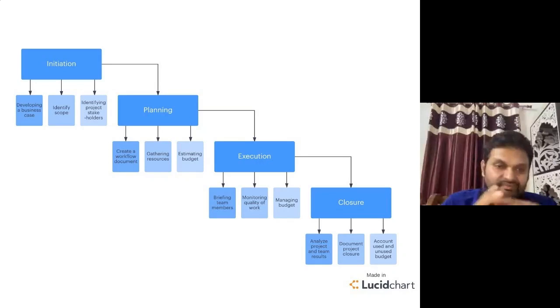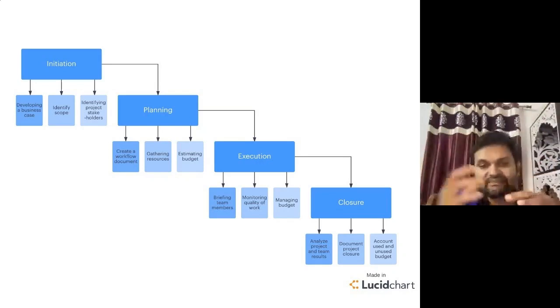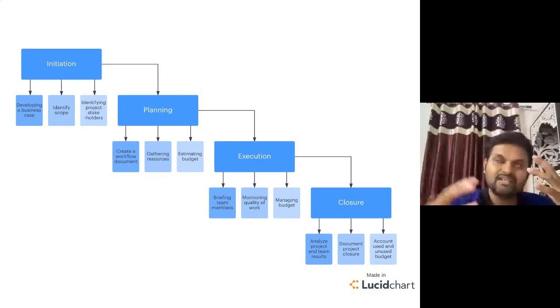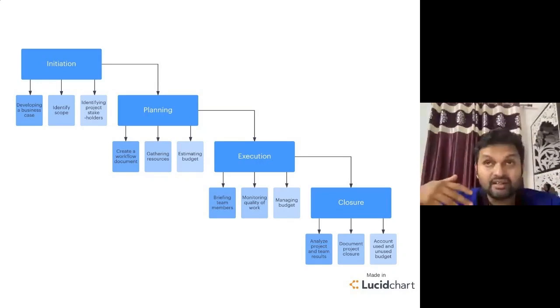Then we move to the planning phase. Create a workflow, prepare a WBS, do the labor management, and estimate the budget as per the quantity estimation. That is included in the planning, and then we go for the execution phase: briefing the team members and keeping everyone on the same page.